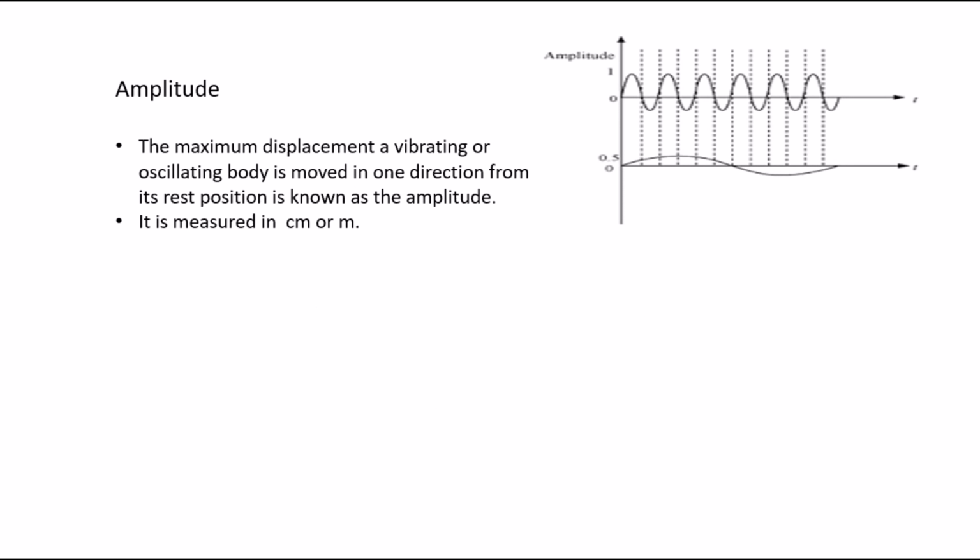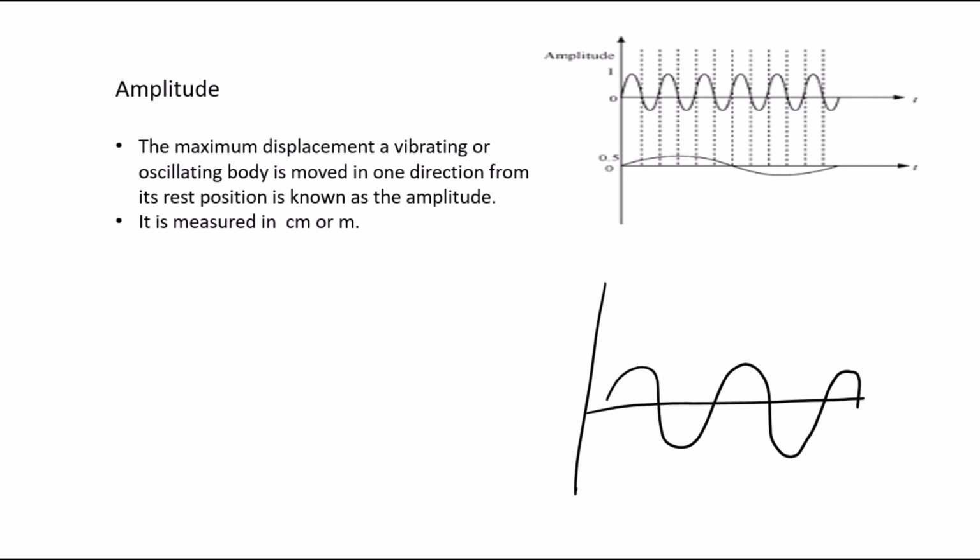Now let's move on to amplitude. The maximum displacement of a vibrating or oscillating body moved in one direction from its rest position is known as the amplitude. It is measured in centimeter or meter. As you can see here, the highest displacement from its mean position in both directions is its amplitude.